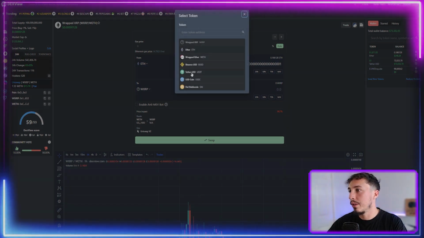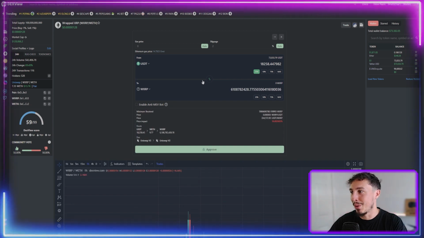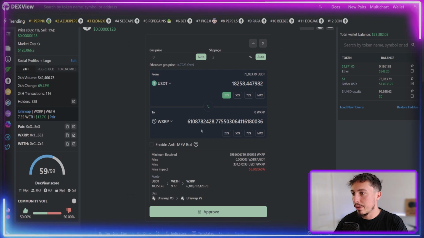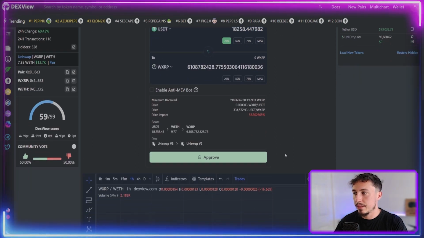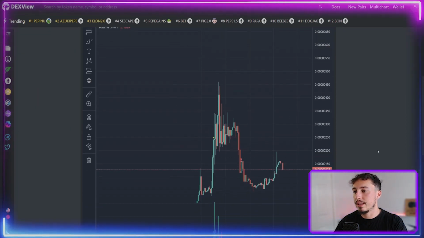So for example, if I wanted to swap some USDT, if I wanted to put like 25% in, which obviously I'm not going to do that, it shows you exactly what the slippage fees are, how many of the other coin you will acquire, and the price impact at the same time. So that's the potential loss that you might see on the transaction. Here are the price charts as well.